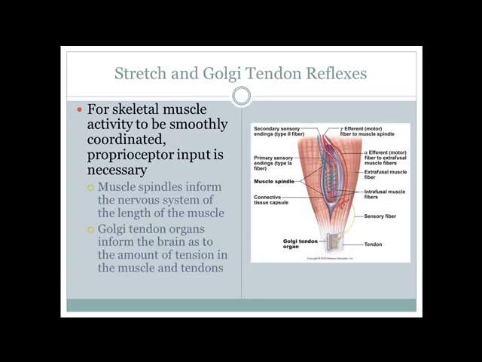Next one, we're going to have our stretch and Golgi tendon reflexes. The gist of what these are is this is for skeletal muscle. In order for it to work smoothly, your muscle spindles are going to talk to each other about their length. Golgi tendon organs are going to inform the brain about the amount of tension within the muscle. The gist of it is it's making sure that you're having a smooth, even contraction of the muscle.